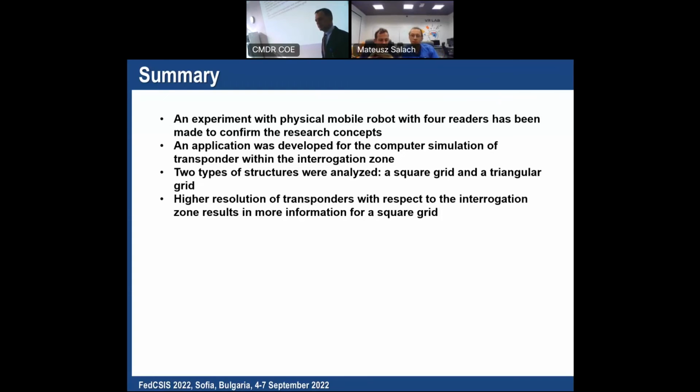Is there a question? I'm curious about the factor between the distance between the grid points and the distance between the RFID sensors in the robot itself. Is there any connection between these two?